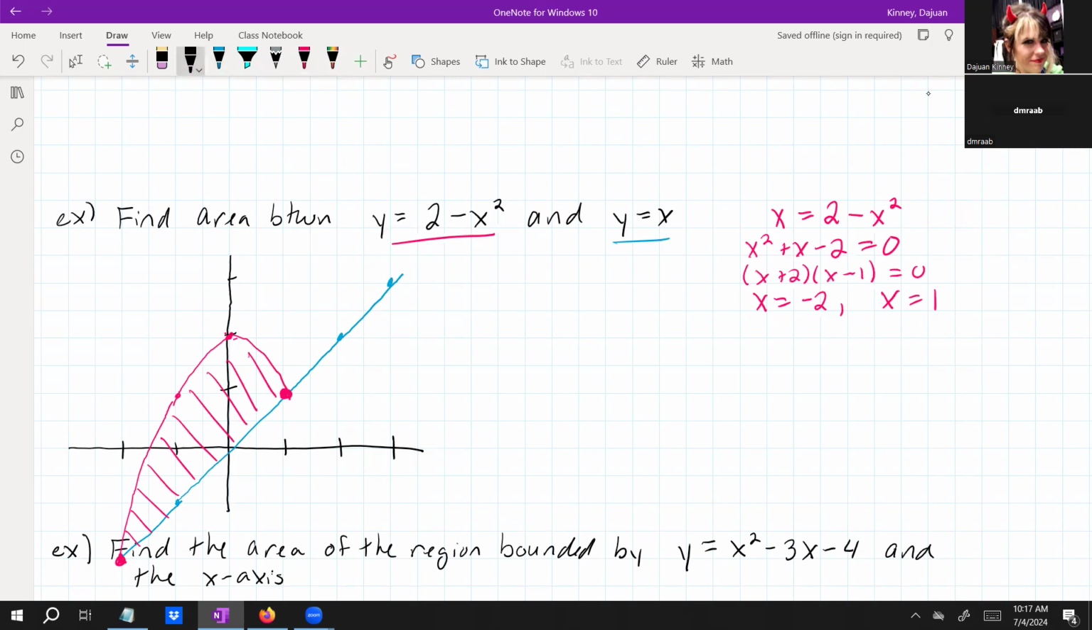Let's go back to black. So I go from -2, which is smaller, to 1, my top function, 2 minus x squared, minus my bottom function, x, dx. Integrate: 2x minus 1/3 x cubed minus 1/2 x squared from -2 to 1.